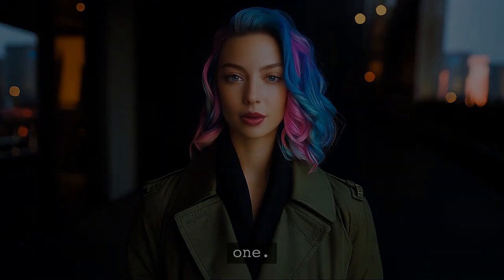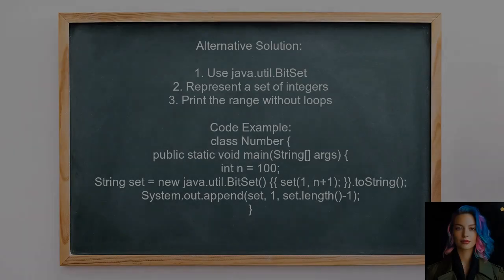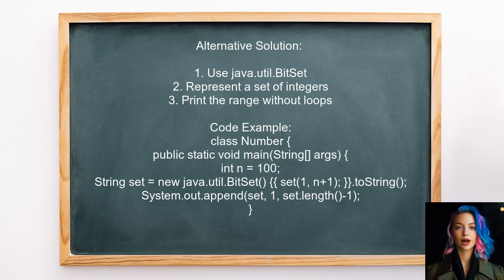Let's take a look at another one. An alternative approach to printing numbers in a specific range without loops or conditions is to use the BitSet class from Java's utility library. This method allows you to represent a large set of positive integers efficiently.